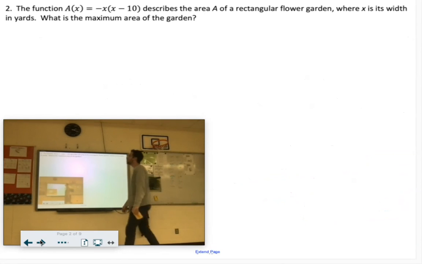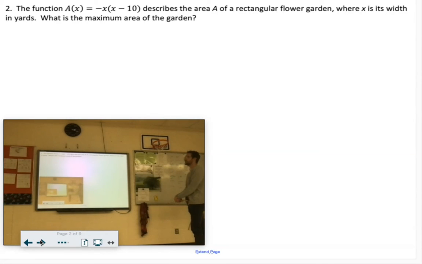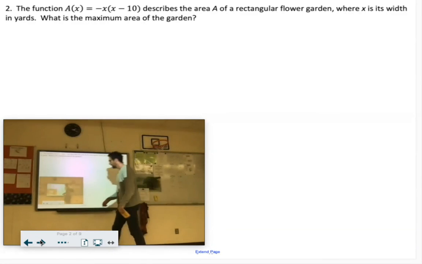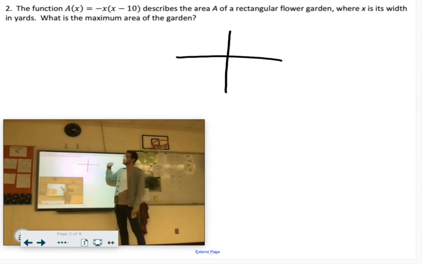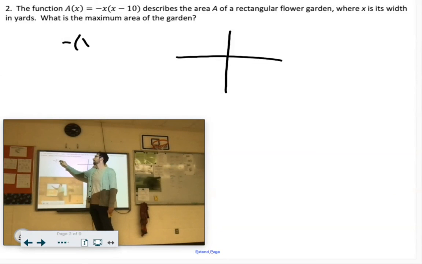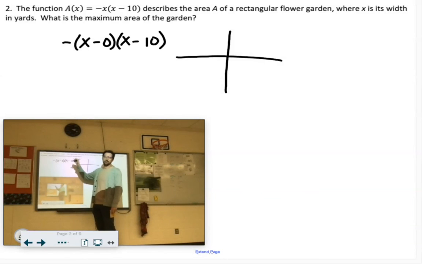So let's see, the function A of x equals negative x times x minus 10 describes the area of a rectangular flower garden where x is the width in yards. What is the maximum area? So this is in intercept form. If this was graphed, I see it has a negative a, so that would be upside down. The intercepts, remember this is like saying x minus 0 times x minus 10, but you don't write x minus 0, that's just x. So our intercepts would be at 0 and 10.